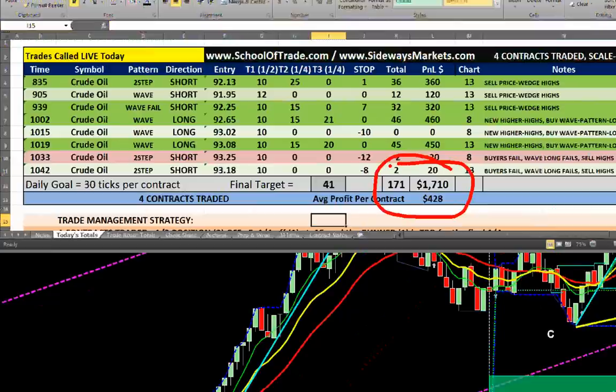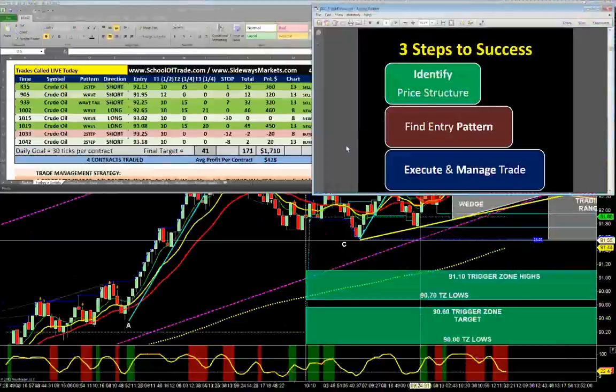As always, we talk about this every morning. And I think a lot of you guys might think I'm oversimplifying it, but it really is this easy. First step, identify the price structure. Second step, find the entry pattern. We took wave patterns today. Third step, execute the trade, manage the trade.